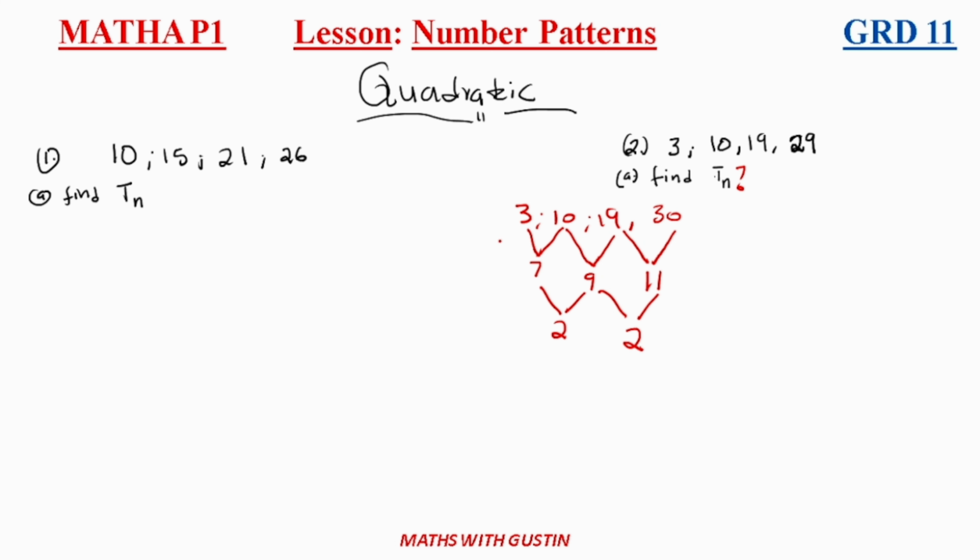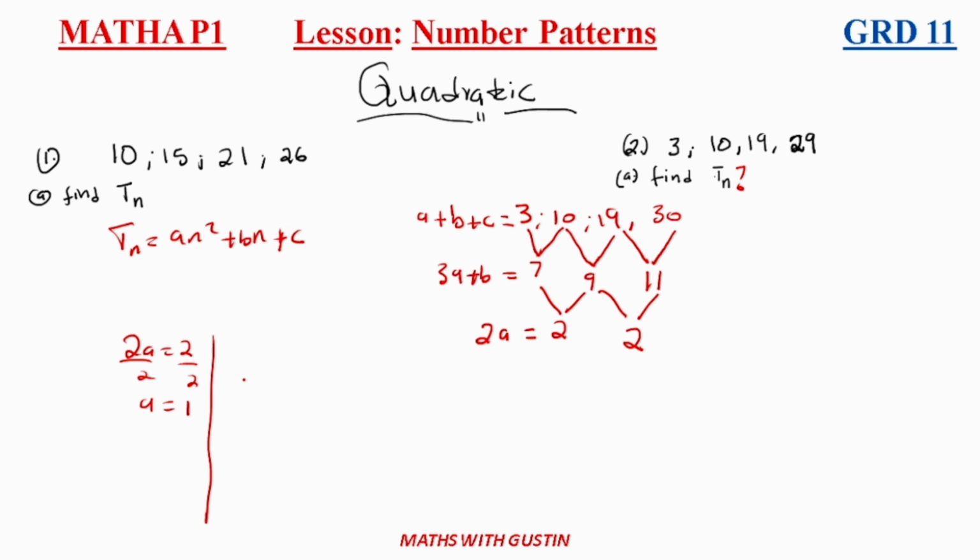And then what you need to bear in mind, you guys remember what I said, you need to know this: 2a is equal to this number here, and 3a plus b is equal to this number here, and a plus b plus c is equal to that number there. Therefore you are going to say Tn equals an squared plus bn plus c. So now let's go ahead and find a. In order to find a, 2a is equal to 2, divide by 2, divide by 2, a is equal to 1, and therefore we move on.